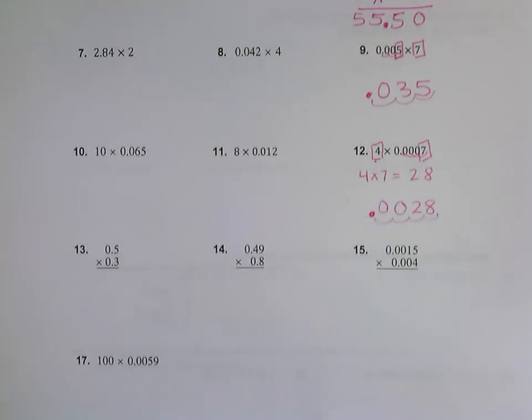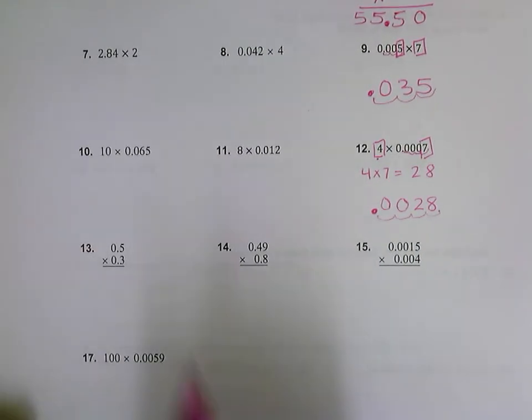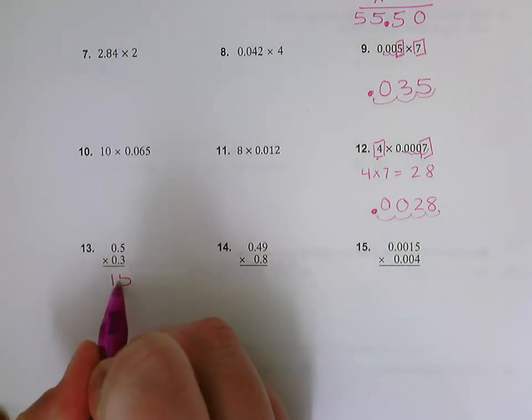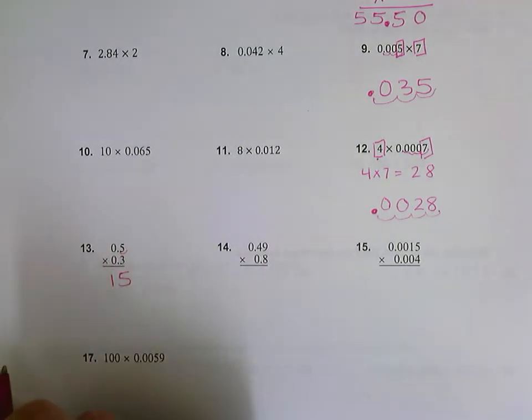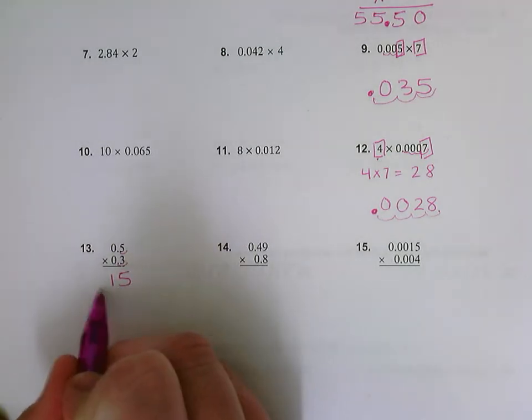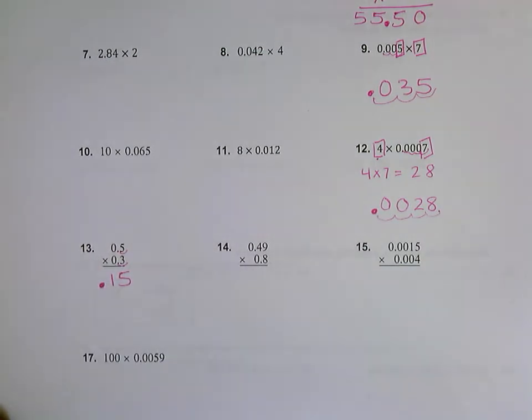Sometimes our problem could be written this way. Again, I know 5 times 3 is 15. I have 1 decimal place with my 5 tenths, 1 decimal place with my 3 tenths, so I'm going to have 2 decimal places in my answer.